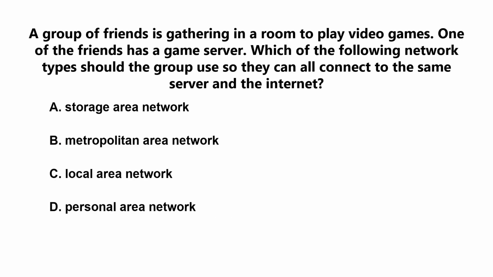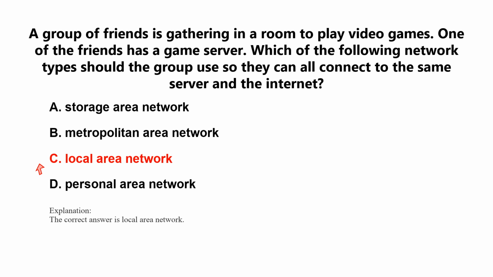Question 50. A group of friends is gathering in a room to play video games. One of the friends has a game server. Which of the following network types should the group use so they can all connect to the same server and the internet? Option A, storage area network. Option B, metropolitan area network. Option C, local area network. Option D, personal area network. The correct answer is option C, local area network.